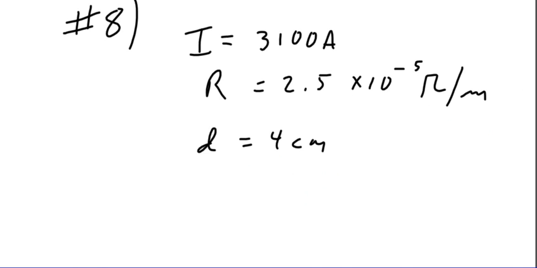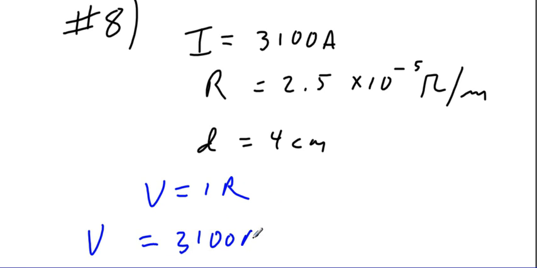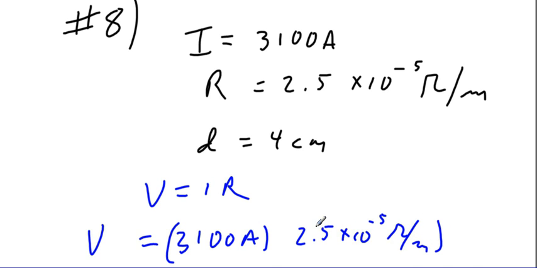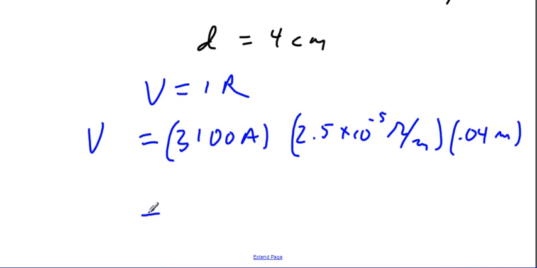Okay, well, there's only one formula that's worthwhile, and that's V is equal to IR. And we know the current, 3,100 amps, and we know the resistance, 2.5 times 10 to the minus 5 ohms per meter, and we know how many meters we have, 0.04 meters. So meters go away, amps and ohms give me volts, and I throw that in my calculator, and my calculator says 3.1 millivolt. And then I ask myself, how many significant digits? And I only have 2, and my answer is in 2, so I am happy with that.